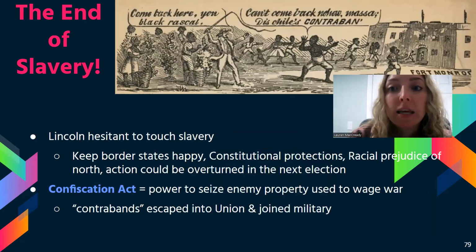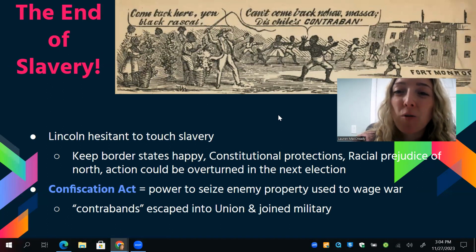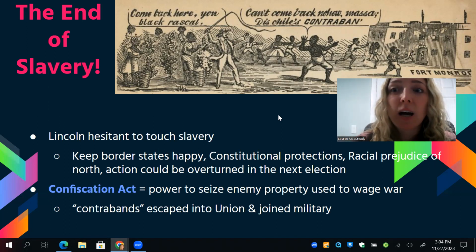So Lincoln is really hesitant to touch slavery. Even though he understands that the slaves are being used to fight the war, they're what's really propping the South up right now. He's nervous about abolishing slavery because he doesn't want to abolish slavery in the border states. He wants to keep them happy and keep them part of the Union. He actually doesn't know if he constitutionally has the ability to do that. He's kind of one of those goody two shoes. He's really by the book, and he just does not know, personal beliefs aside or not, if he actually has it within him constitutionally to do that.